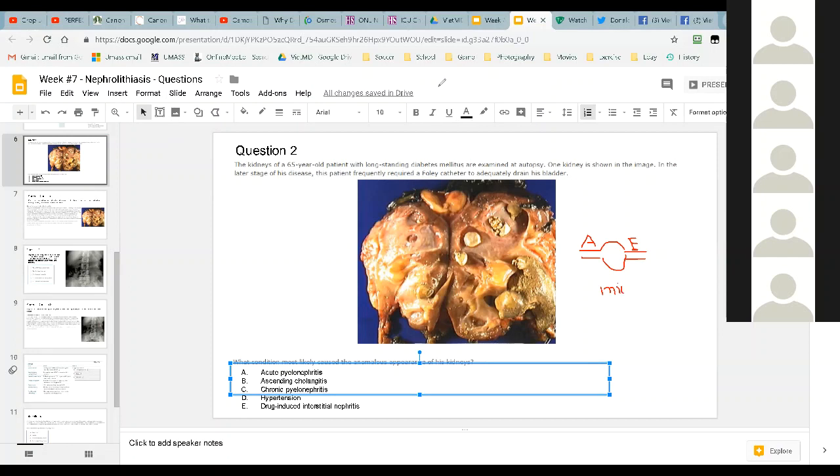Let me type it. Hypertension or diabetes only affects the microstructure. You can't see it by eye. Only the glomerulus, and you can't see the glomerulus. So that's the only reason why you cannot see this disease that causes this problem. Yeah, I can see the answer E here.